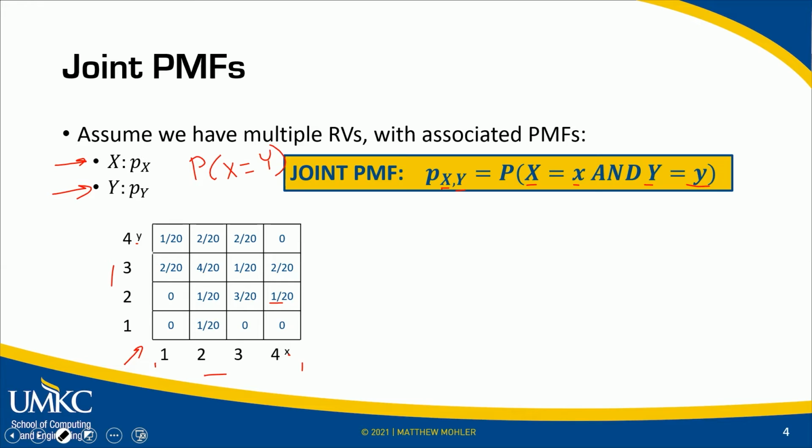So with that in mind, let's take a look at maybe a couple examples. Let's say that we're interested in finding the probability mass function of x and y where little x is equal to 1 and little y is equal to 3.